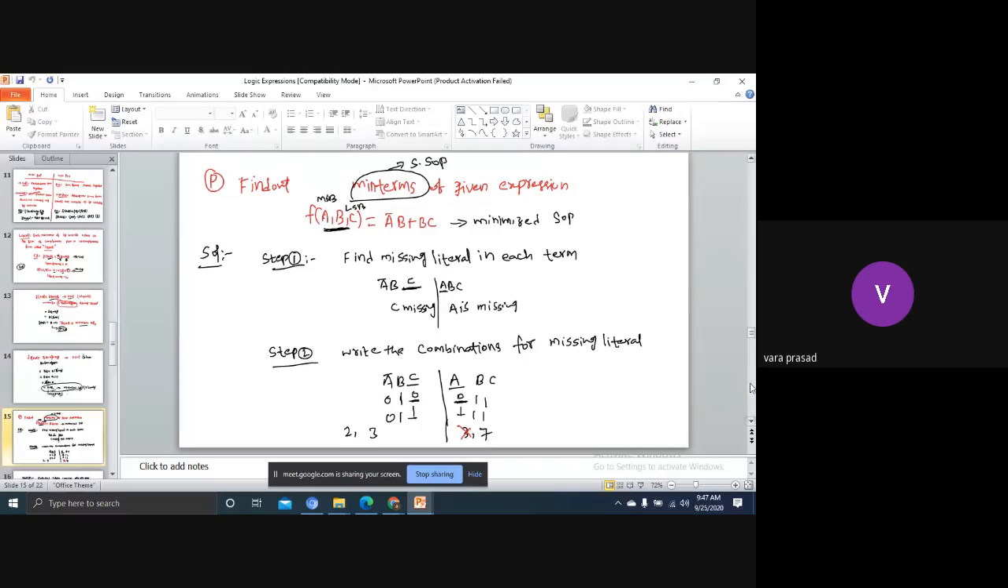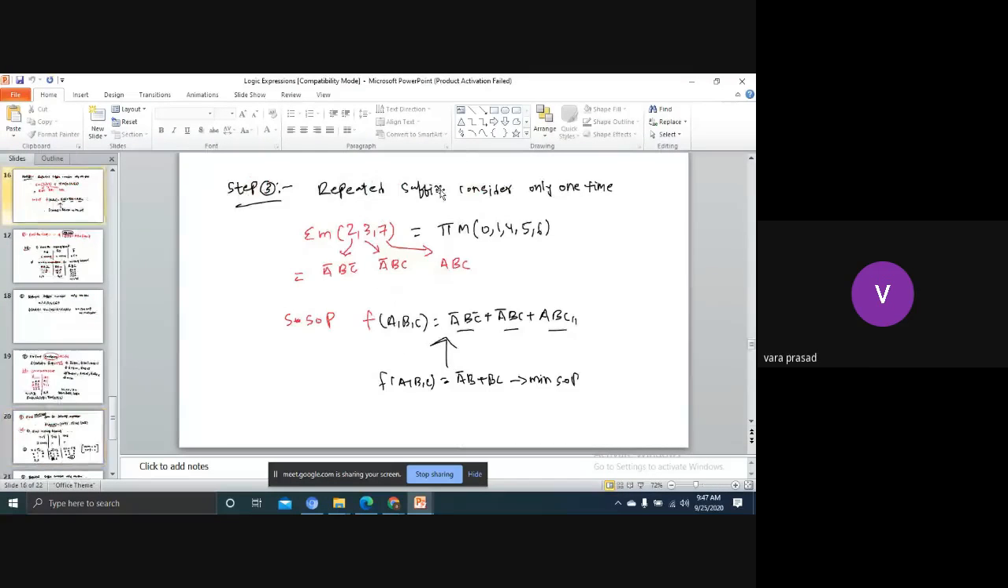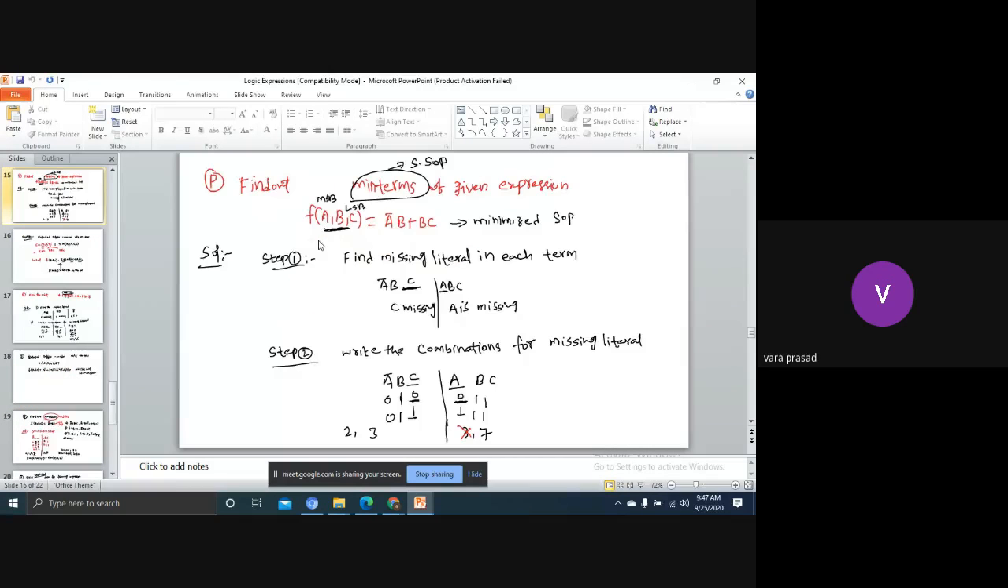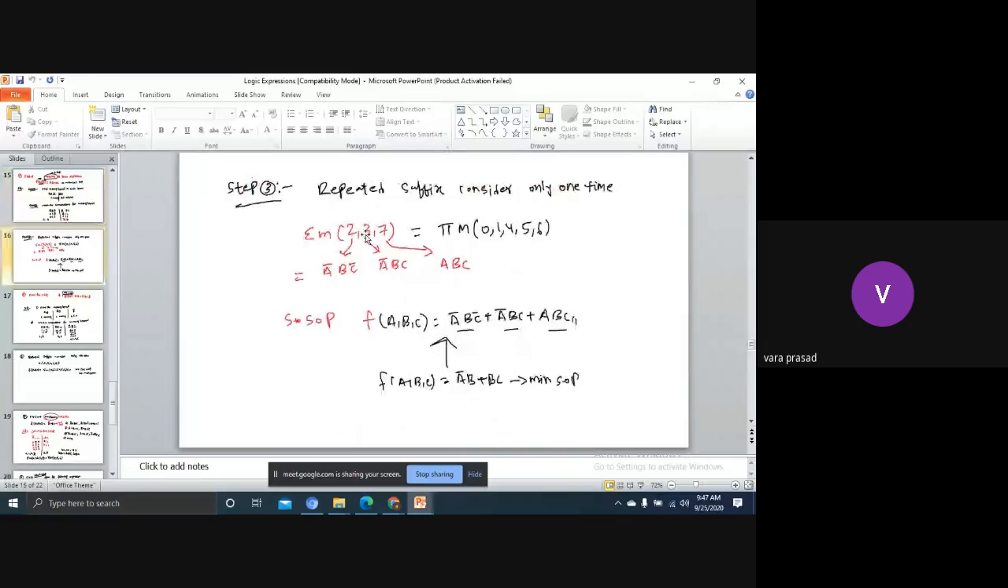Now the third step is repeating min terms. We need to consider a repeated suffix only one time. Then I get this, the minimized SOP converted into the standard SOP. Now we are getting standard SOP summation M of 2, 3, 7.